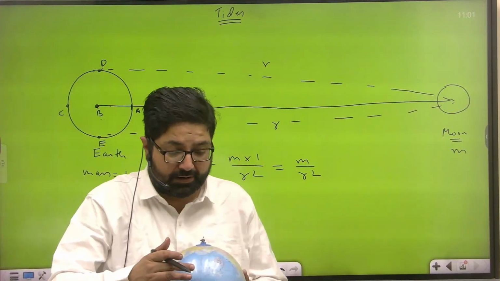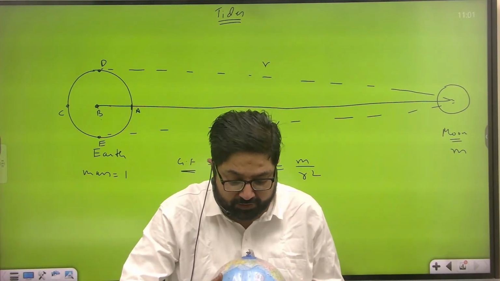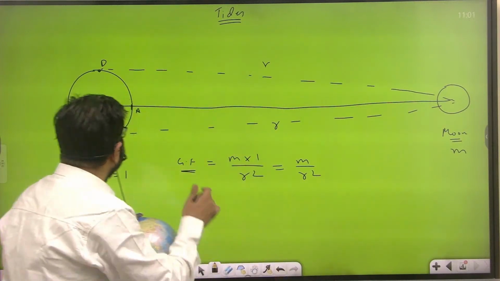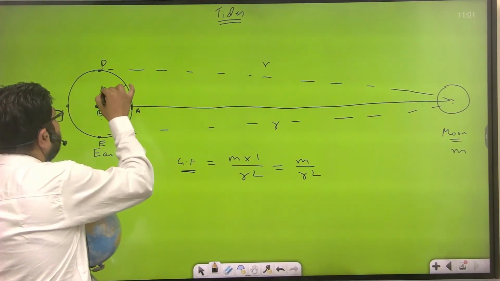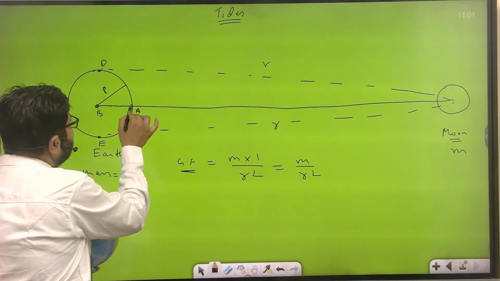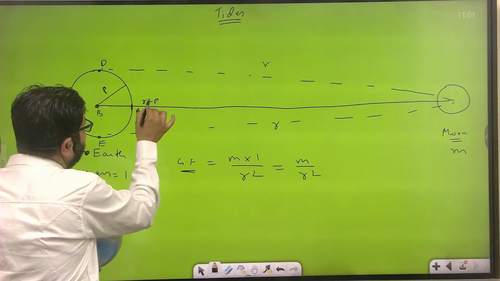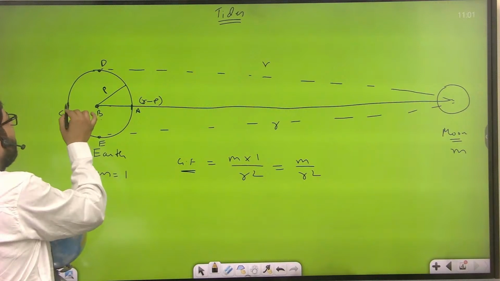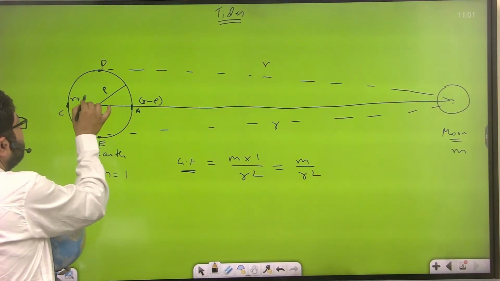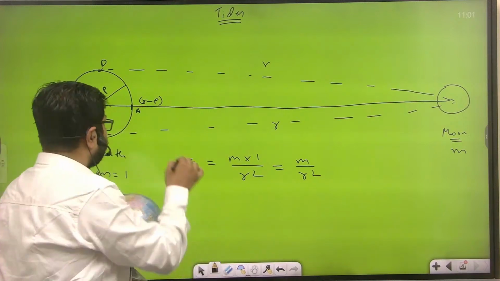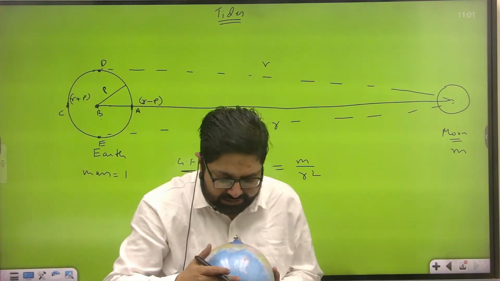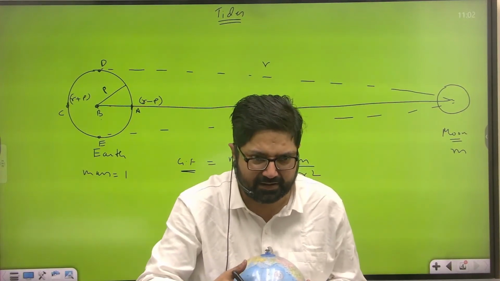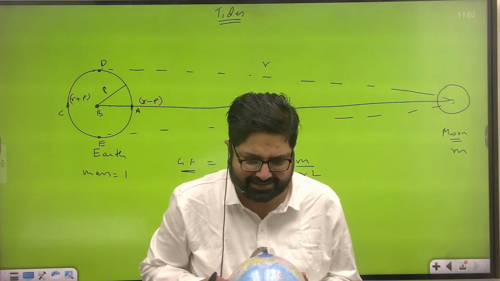But the distance of the surface of the Earth that is facing towards Moon will be less. Suppose the radius of Earth is p, then this distance will be r minus p. This surface will be closer to Moon, and this surface will be further from Moon, r plus p. Surface A of the Earth, which is facing the Moon, will be closer to Moon by Earth radius. These 2 points, the distance will be almost r.